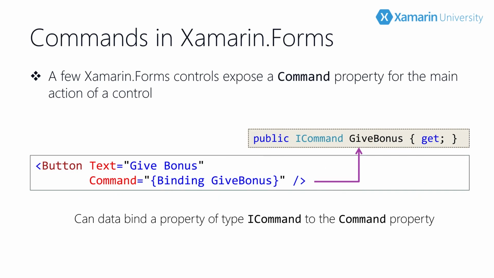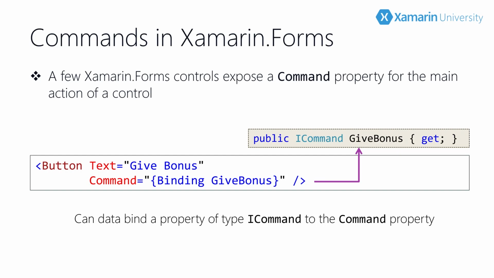We use commands by creating a public property in the view model of type ICommand. It only needs a getter because the UI never sets a command. And then we bind to this property from a supported UI element. So for example, here we bind the GiveBonus command to a button in the UI. When the button is tapped, it will invoke the command in our view model to execute the logic.